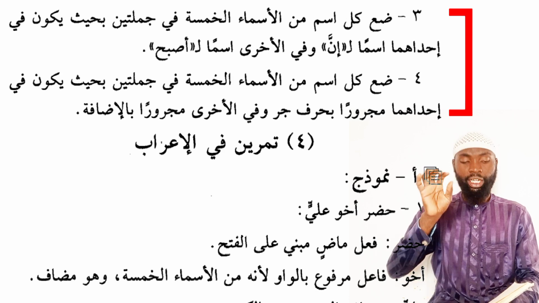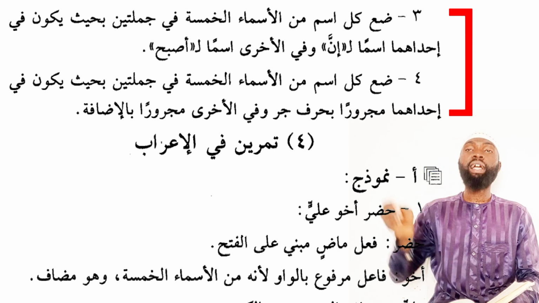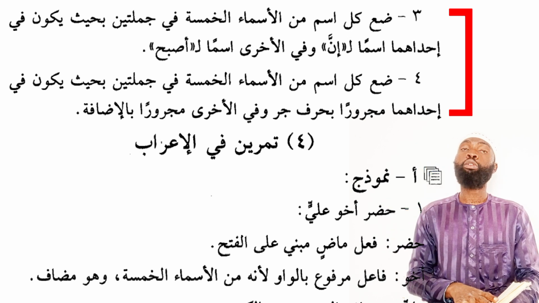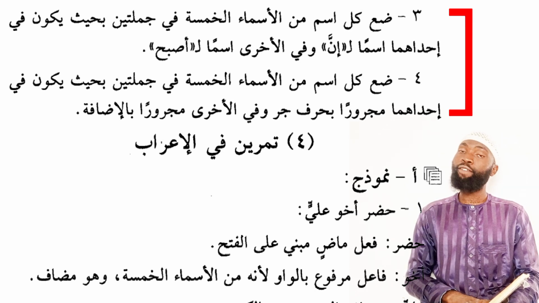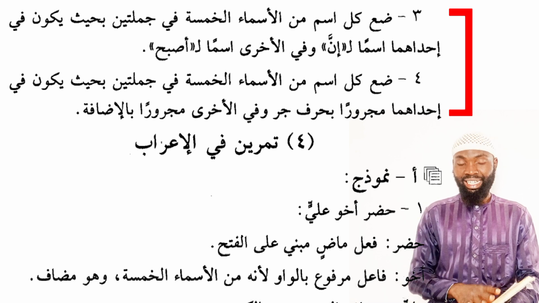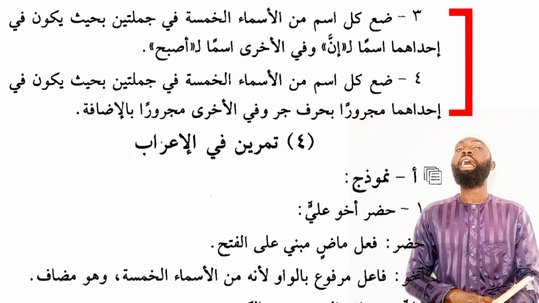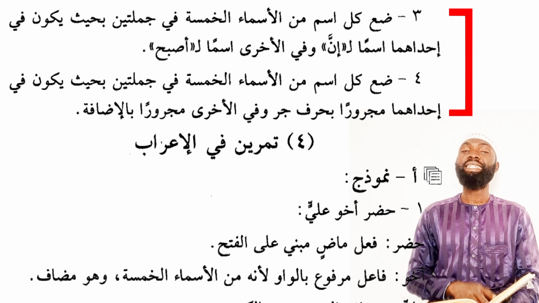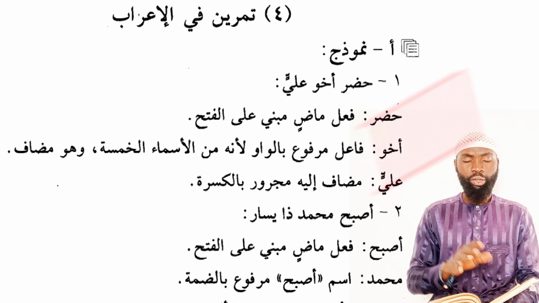so that each of them should be in the first sentence as majrur, coming after a harf jar, وفي الأخرى مجرور بالإضافة, and the other one you'll be serving as mudaf ilayhi. In the first sentence I can say marartu bi abika. I passed by your father. Can you see? And second, I can say majrur bil idafa. Okay, second, I can say hadha kitabu abi Muhammad. This is Muhammad's father's book. MashaAllah. Now you can solve the remaining.